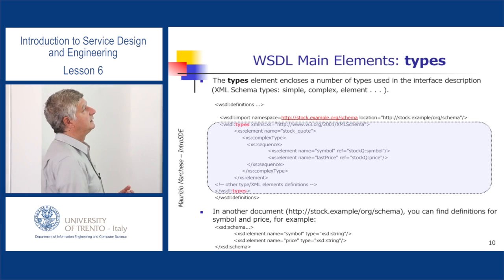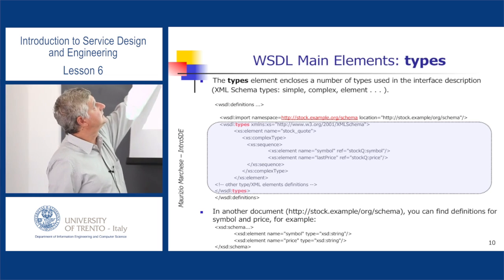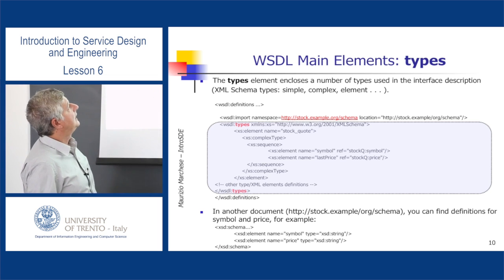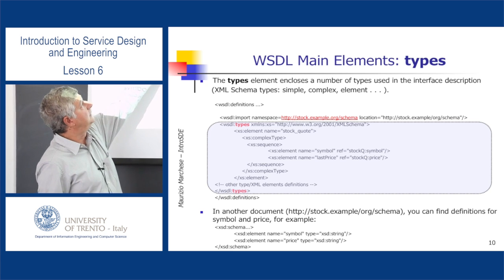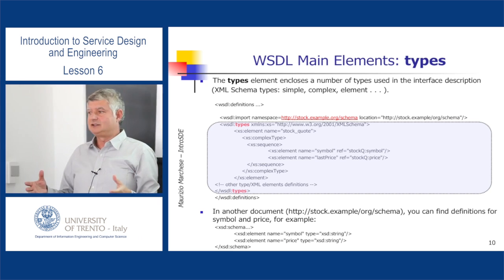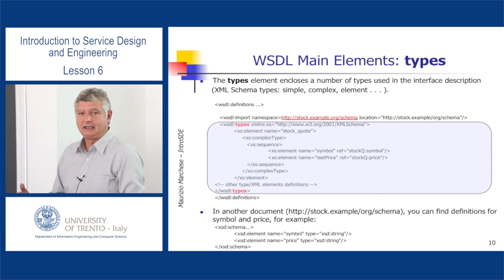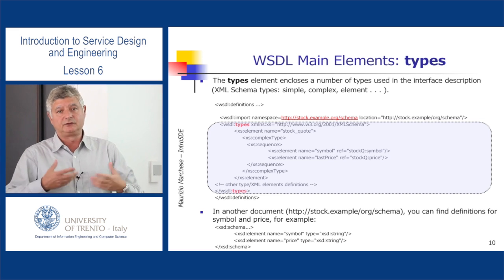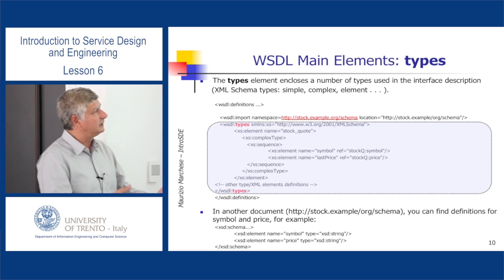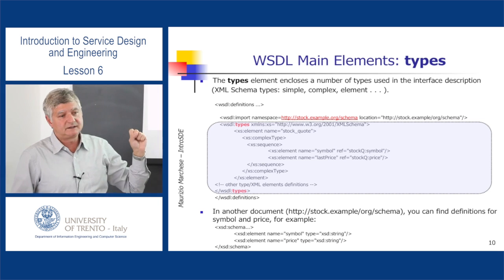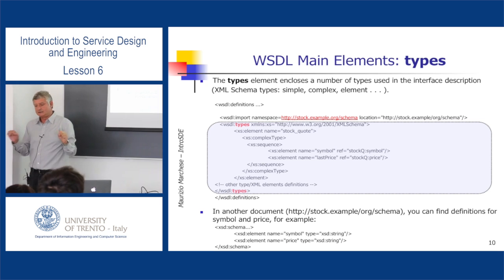So for instance, like this, you open types, you close types, and you say that you are going to have something which is named stock quote. And the stock quote is essentially a definition of an abstract type. It is a complex type, made of two elements. One is named symbol and the other is named last price. What you find here is, again, this kind of duality.